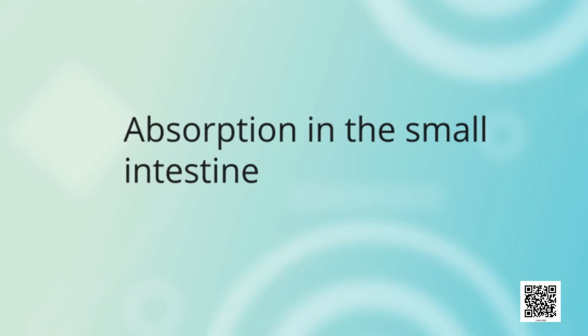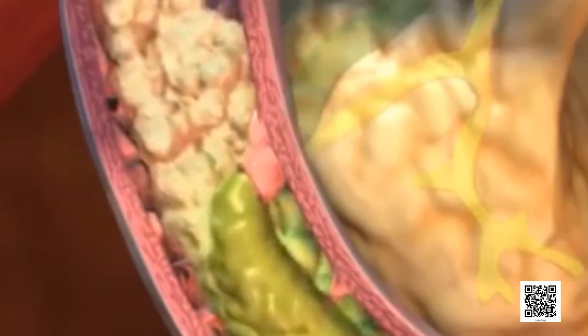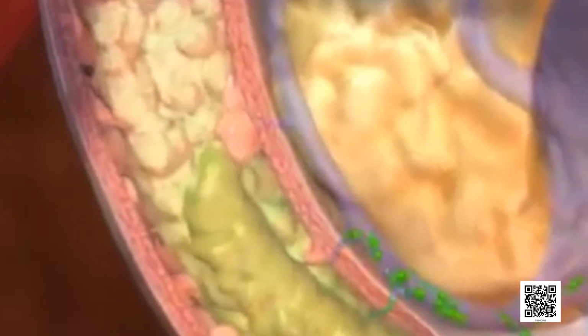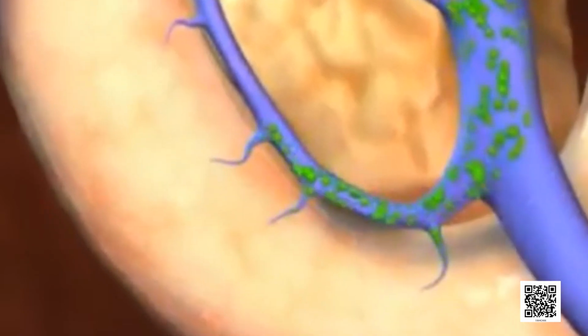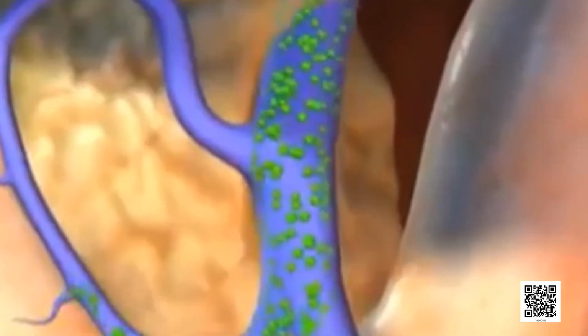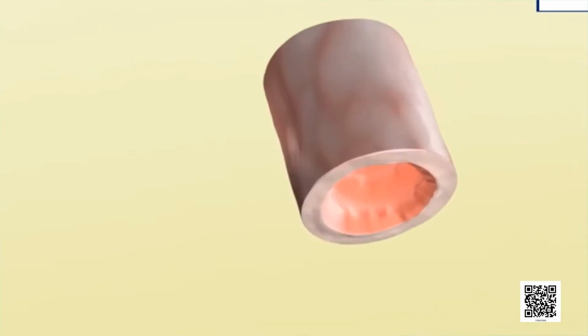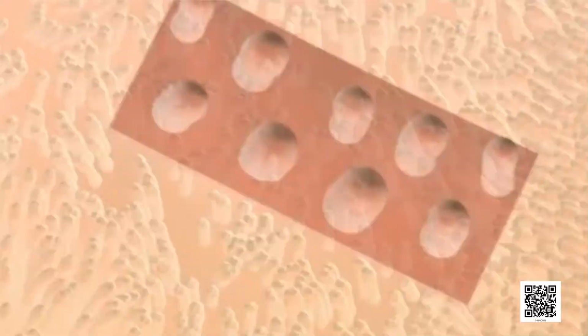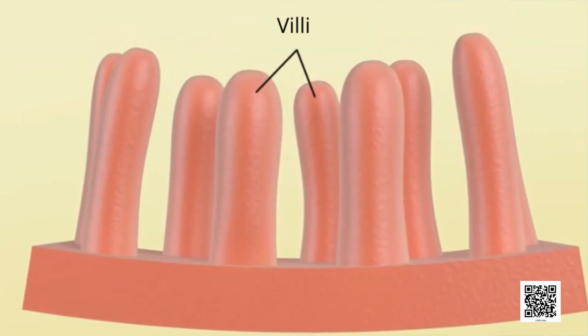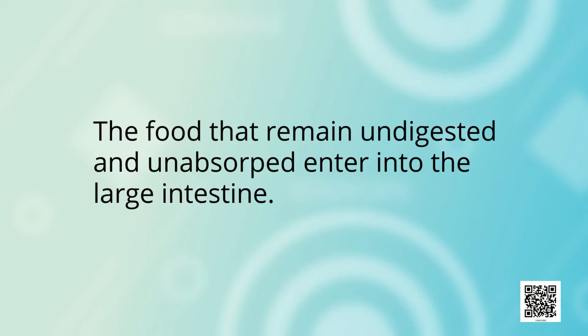Absorption in the small intestine. The digested food can now pass into the blood vessels in the wall of the intestine. This process is called absorption. The inner walls of the small intestine have thousands of finger-like outgrowths. These are called villi. The villi increase the surface area for absorption of the digested food. The food that remains undigested and unabsorbed enters into the large intestine.